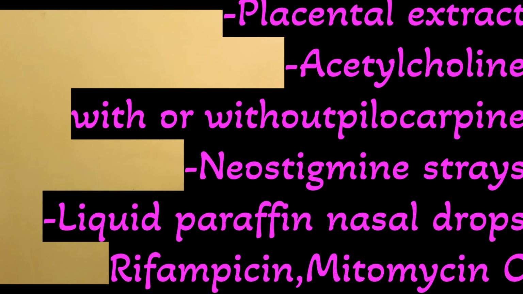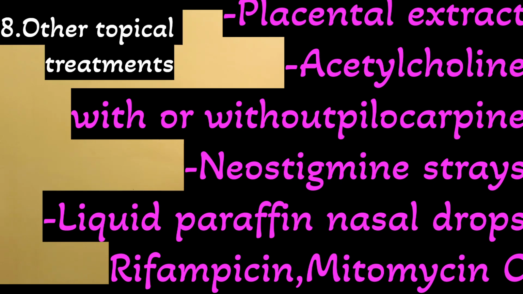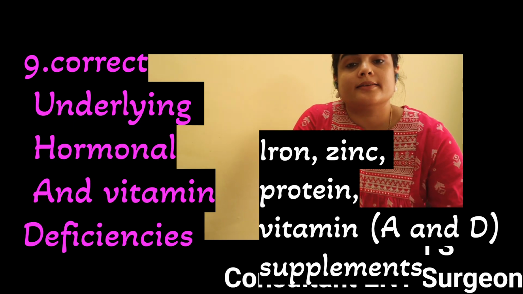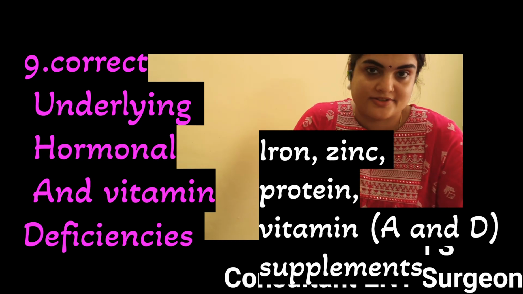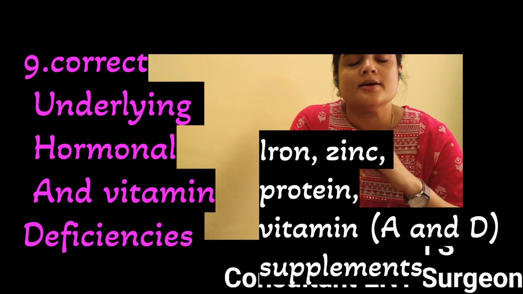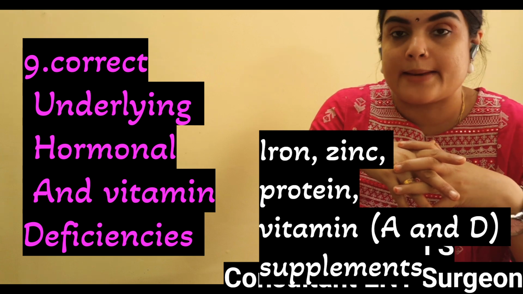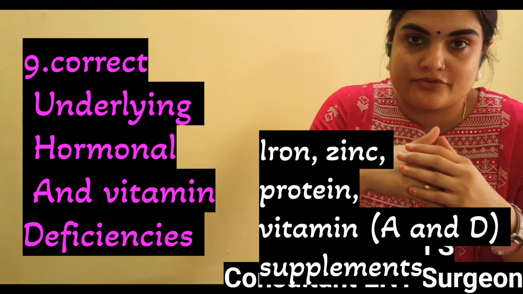A lot of other topical treatments are available. Neostigmine sprays, placental extracts. Placental extracts are available as gel forms and also injectable forms. This will increase immunity and the regenerative capacity of the nasal mucosa. And also we have to correct the hormonal deficiencies or vitamin deficiencies, if the patient is having any. Iron supplements, vitamin B12 supplements, and vitamin D supplements can all be given to help the healing of the mucosa.